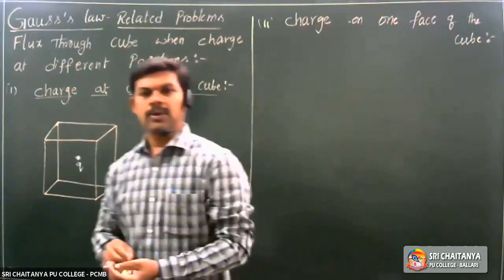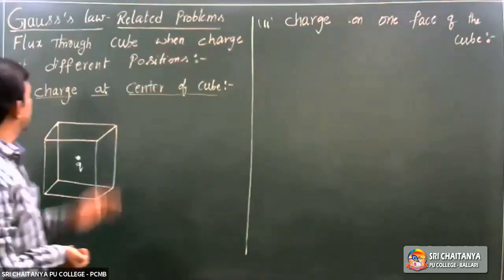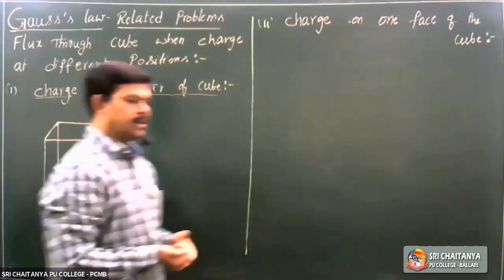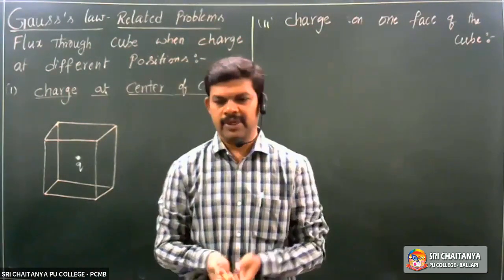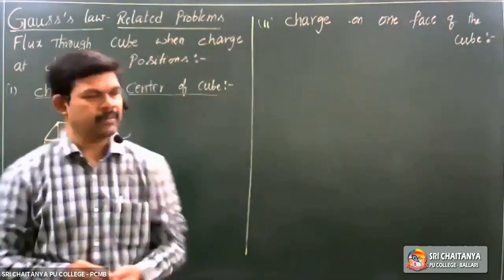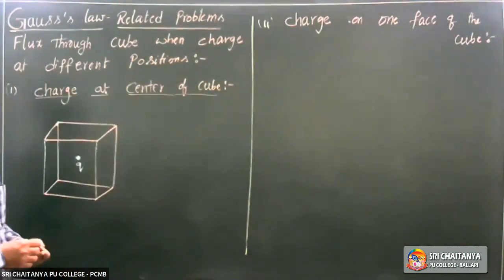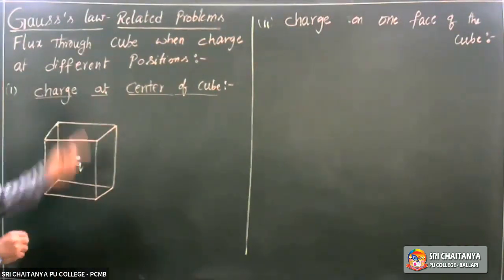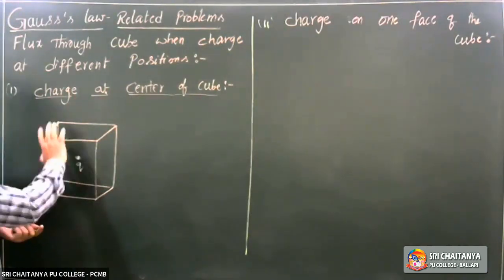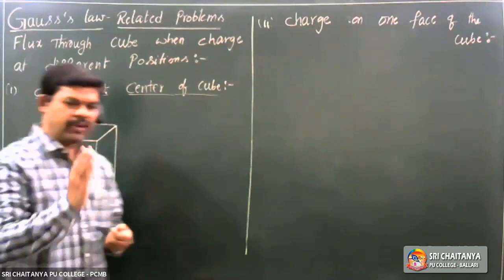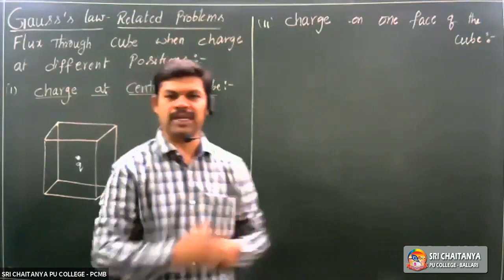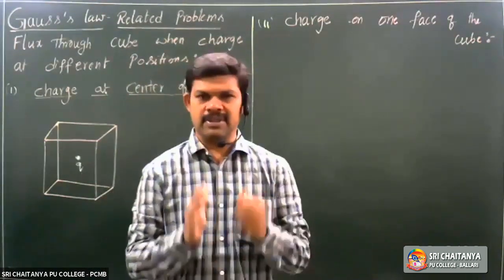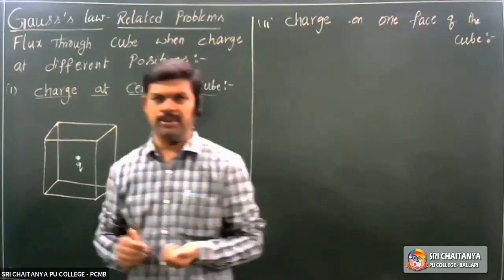Today, we are going to discuss Gauss law and a few problems related to Gauss law. Among them, the cube problem is one of the important ones. When a point charge is placed at different positions on the cube, what is the flux through that cube? This is a regular and important problem.